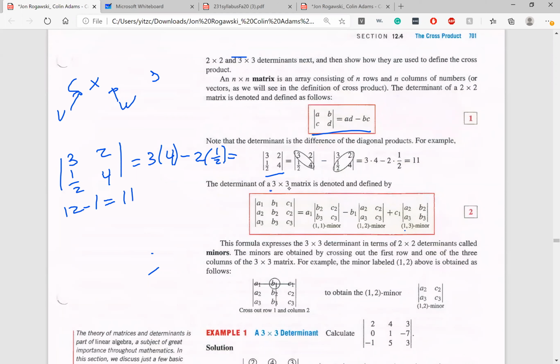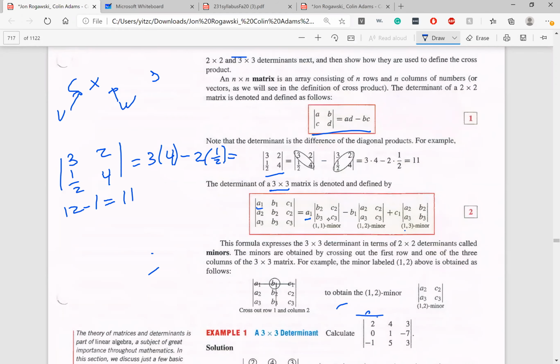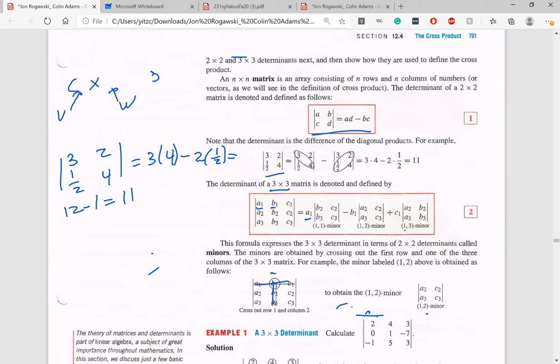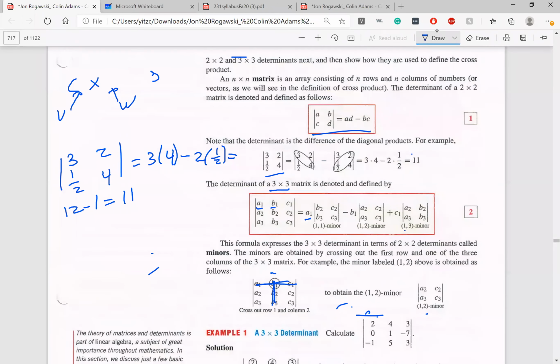And then for the determinant of a 3 by 3 matrix, like we talked about, you do A1 times the determinant of the matrix that it leaves over, minus B1 times the determinant of that matrix, plus C1 times the determinant of the matrix that it leaves over. And when you're up to B1, again, you have a minus over here, and you cancel out this row, this column, and you're left with A2, C2, A3, and C3.